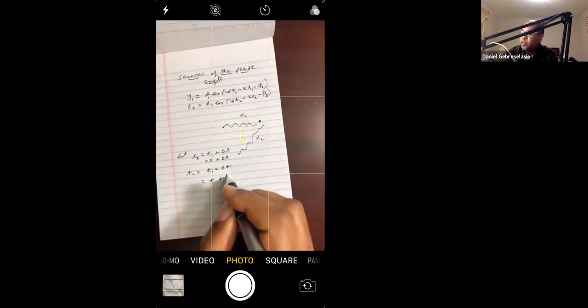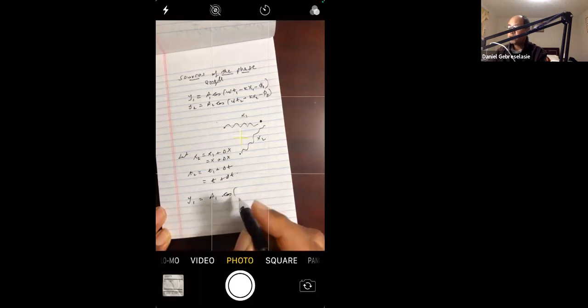And then I'm going to say let t2 equal t1 plus delta t, where delta t is the time lag, or the time difference of the time traveled by the two waves by the time they get there. So I can just say t plus delta t over here. Okay, so let's write the two waves in terms of this. The first one, y1, would be a1 cosine of omega t minus k x minus phi 1. This would be the first wave.